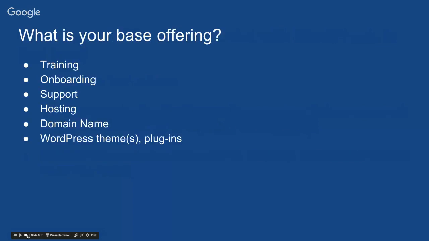So that may lead you to the question, what would be our base offering? This is, again, continuing what we do now. This is sort of the core of what our service does. We offer training, we offer onboarding, we offer support, we offer hosting, we offer domain name registration and URL, to make sure everything lines up and is pointed to the right place. And then we'll provide WordPress a theme or themes and plugins for you to use to build your site. So that will be included in what we would call a base offering.